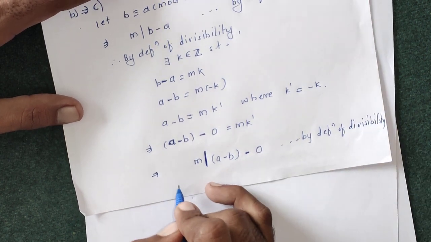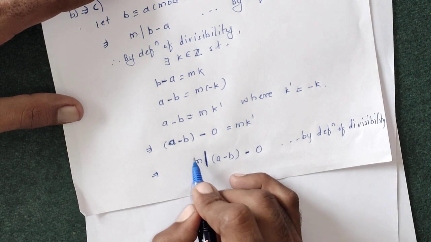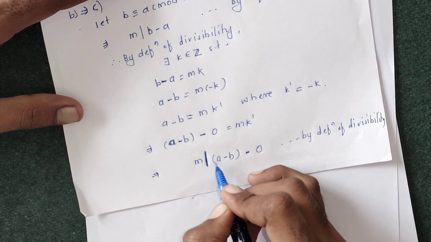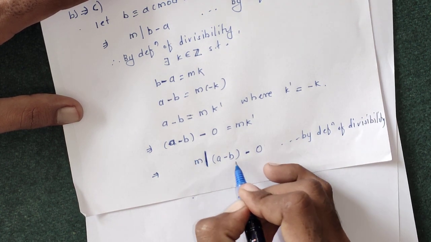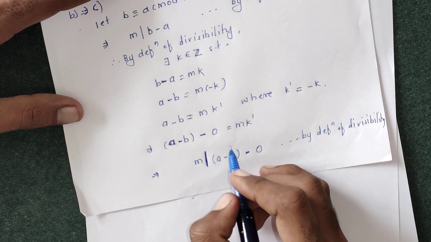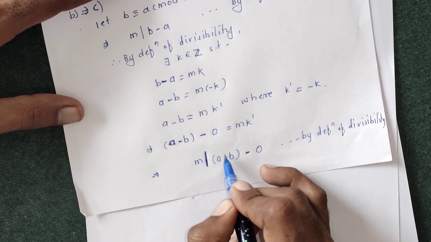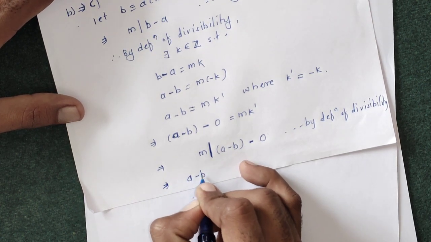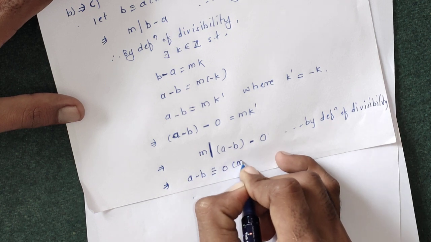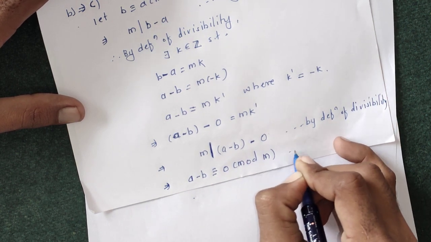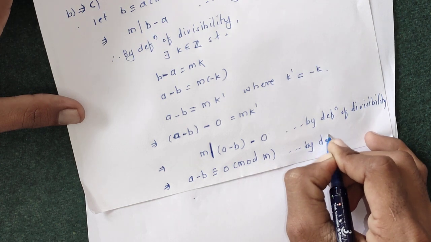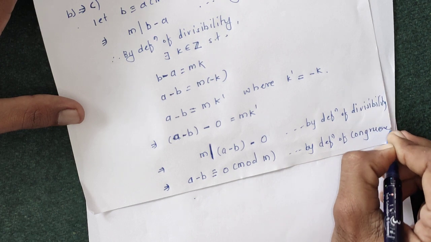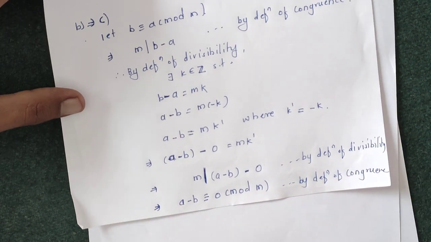Now, therefore, we can use the definition of congruence here. Suppose m divides x minus y, which gives us x is congruent to y modulo m. So by definition of congruence, we can say that a minus b is congruent to 0 mod m. This is by definition of congruence.